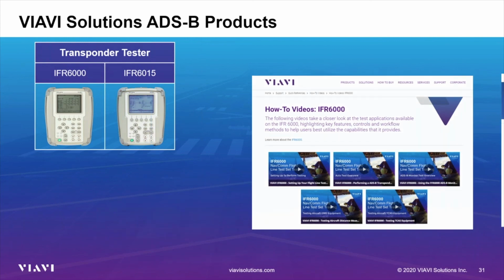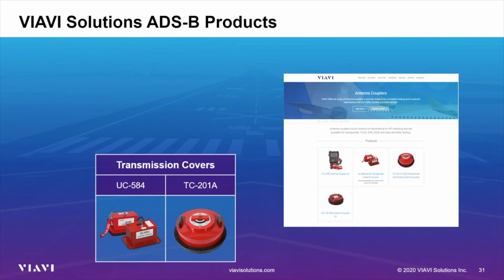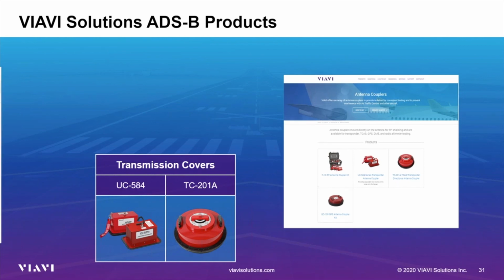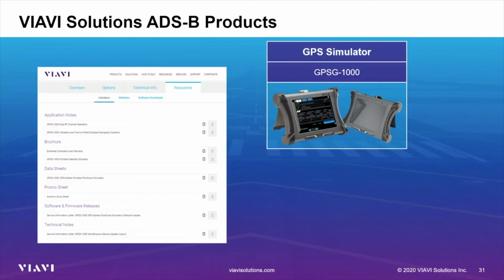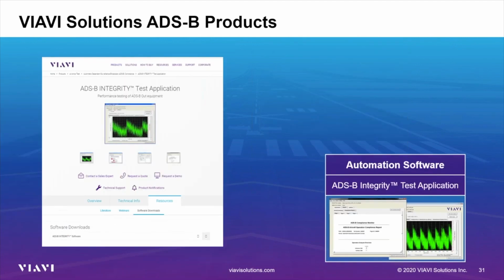We also have a range of transmission covers or antenna couplers, which can be used for ADS-B testing and for TCAS testing. Again, you can get full details of these on our website. We also have a GPS simulator called the GPS G1000. Like our other products, you can find more information about this on our website, where you'll see application notes, brochures, data sheets, software and firmware release notes, and some technical papers on how to use it and what the technology is about. And finally, we have our automation software called ADS-B Integrity Test Application.